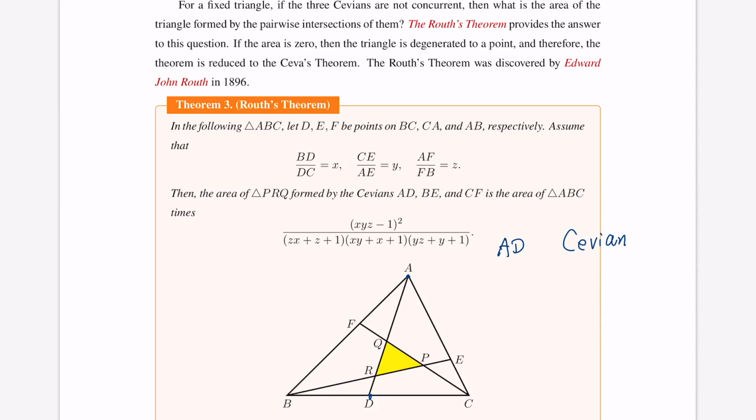What if these three ratios, BD over DC, CE over EA, and AF over FB, have a product that is not equal to 1? Then obviously the lines are not concurrent. When they are not concurrent, they will intersect at 3 points, and these 3 points form a triangle. In the picture here, these 3 intersection points form the yellow triangle. Routh's theorem says that the area of this triangle can be computed.